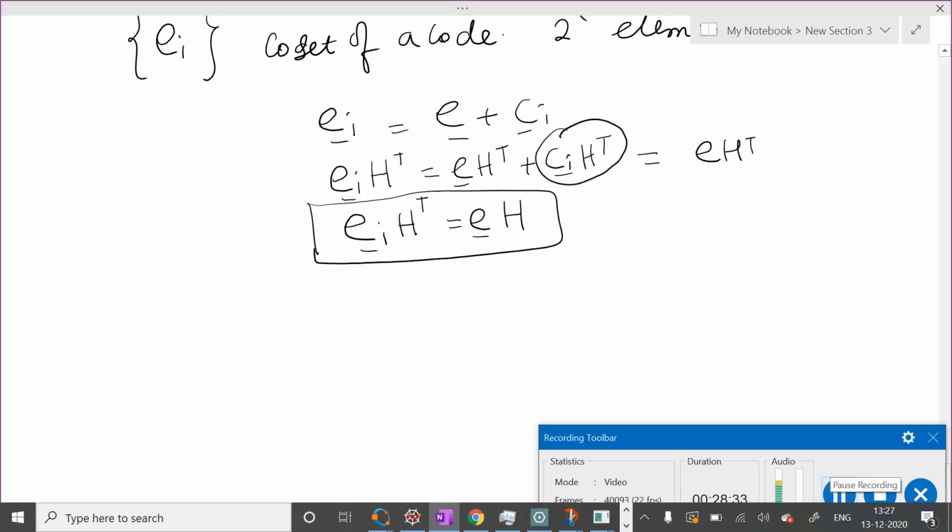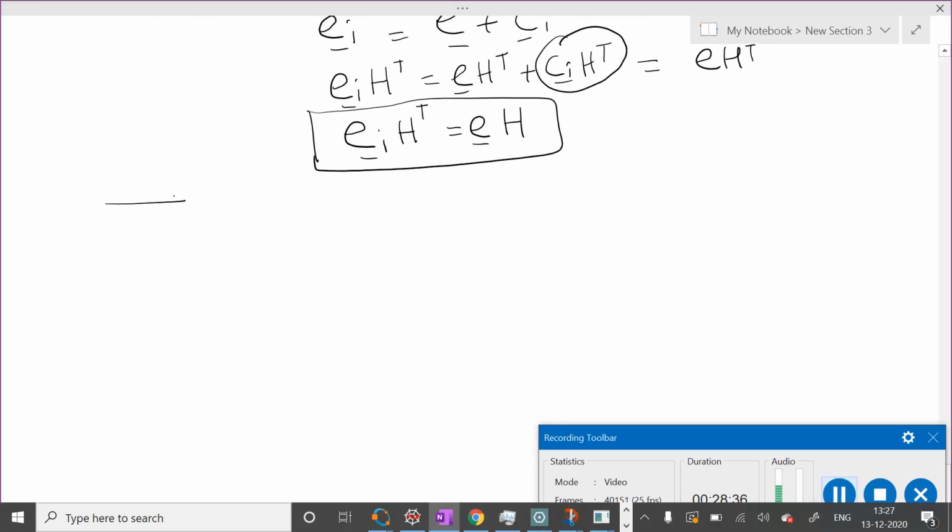And one important quantity for error correction is, as you already know now, Hamming distance, Hamming weight. So there is something called the minimum distance of a linear code.